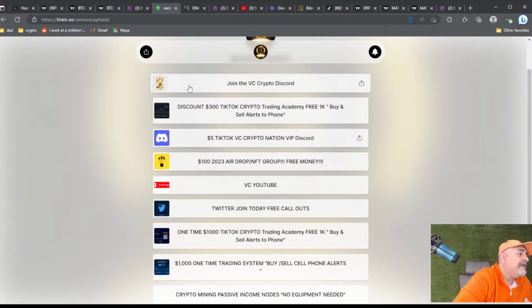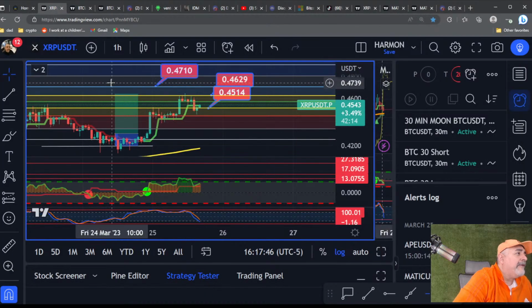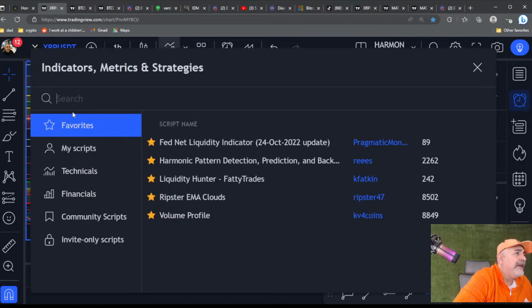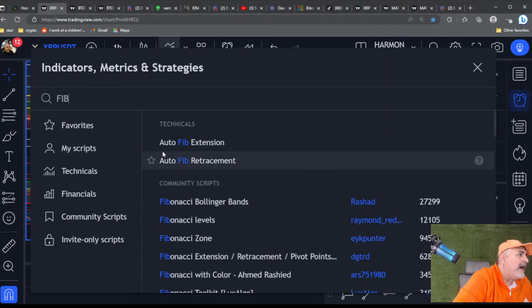Yes, the Fibonacci indicator was auto fib, correct. Auto fib extension, guys. So I'll go over that real quick again. When you're getting your XRP, we are long in XRP, guys. Here's your indicators. When you go to indicators, type in fib. It is going to be the very top one, auto fib extension.